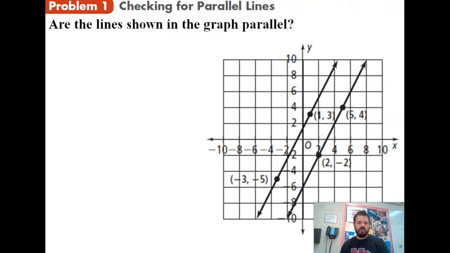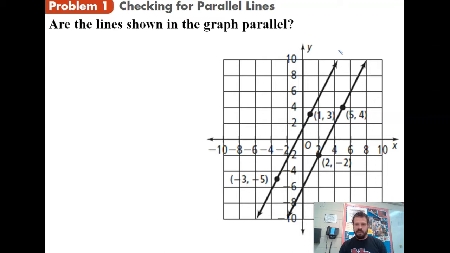So if we want to check whether two lines are parallel to each other, we check if they have the same slope. Because if these lines have the same slope, their rise and run would be the same. They're going to go up by the same and over by the same, so they'll never run into each other. Problem 1 just says, are the lines shown in the graph parallel? Come test time, come quiz time, I'm going to give you a picture where you can't necessarily tell just by looking at it. You're going to have to do the calculations.